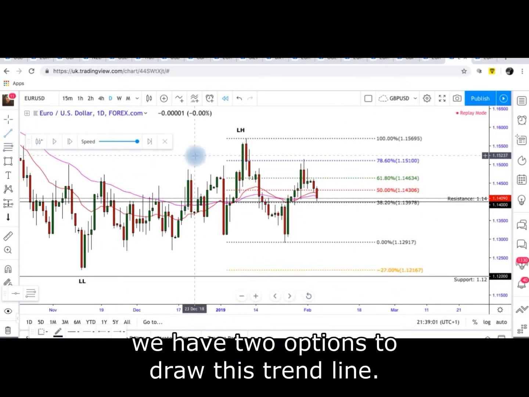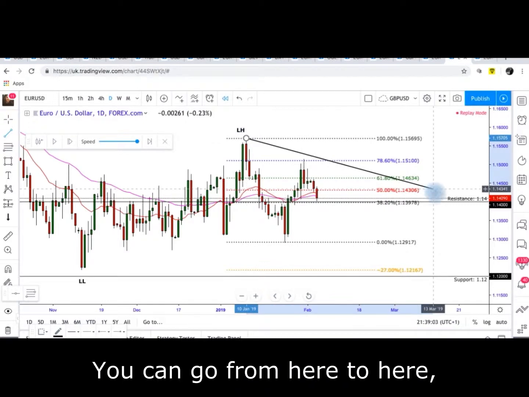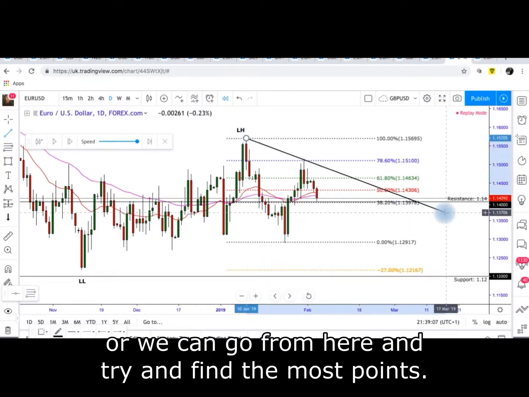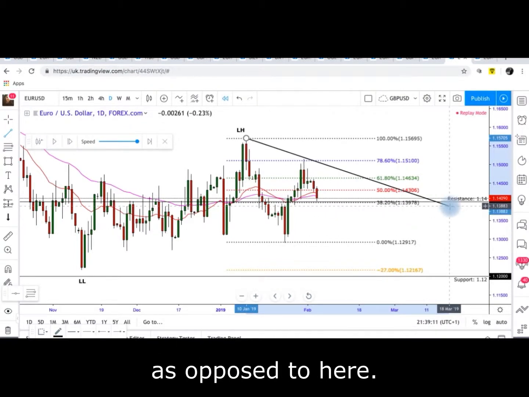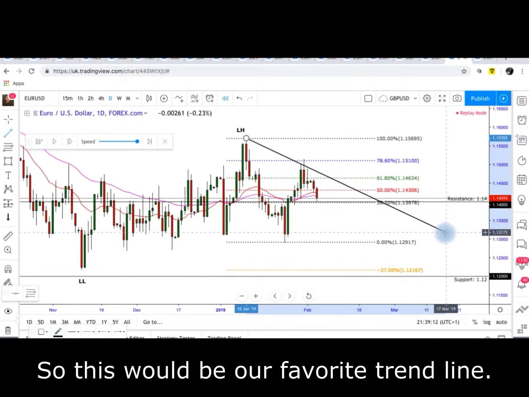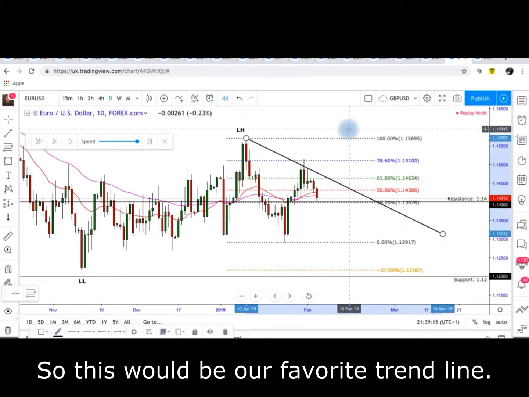Now in this current scenario, we have two options to draw this trend line. We can go from here to here, or we can go from here and try and find the most points. So in this case, this trend line suits much better as opposed to here. So this would be our favoured trend line.